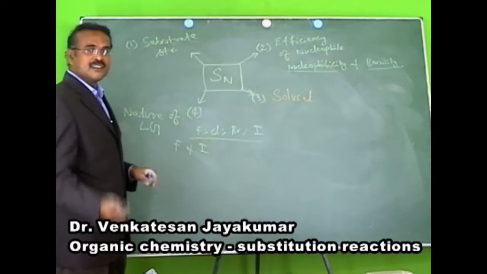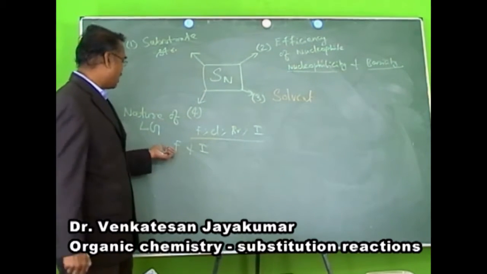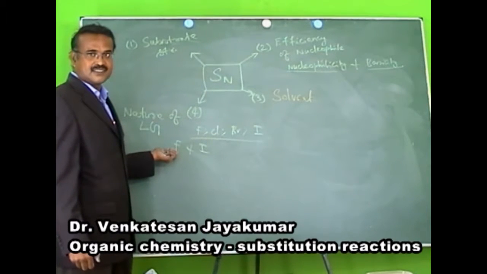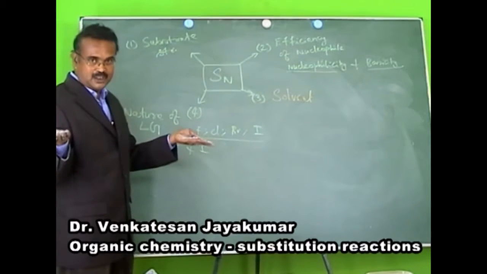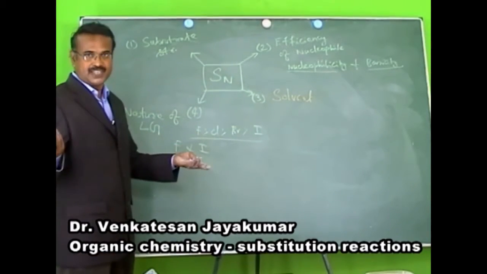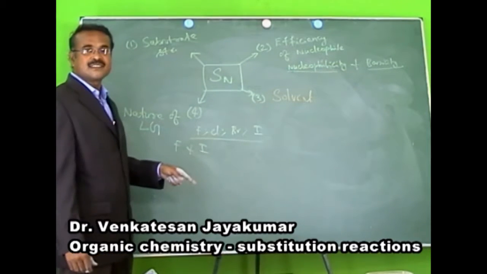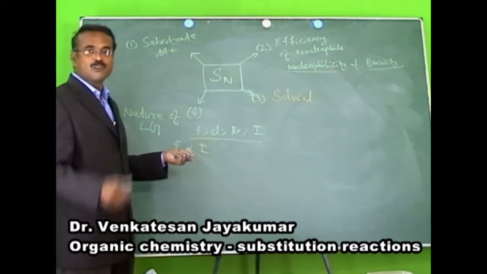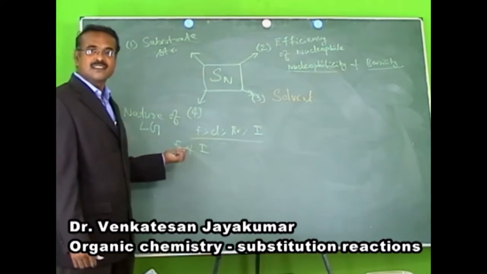The extremely small size of fluorine makes it a hard base, a strong base. The extremely big size of iodine makes iodine a soft base, that is a weaker base. So this is a strong base, and this is a weaker base. With a weaker base, definitely the leaving group ability is more. With a strong base, the leaving group ability is less.